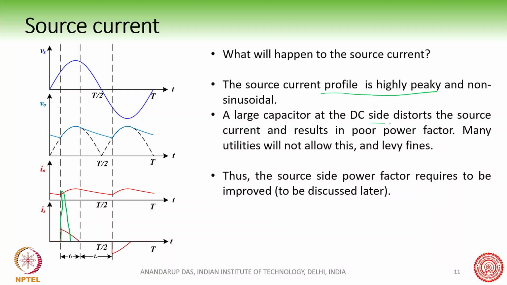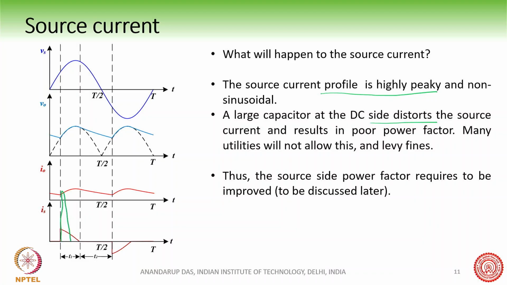A large capacitor at the DC side distorts the source current and results in poor power factor, and many utilities will not allow this. If you are taking a very small amount of power, say 5 watt or 10 watt, the grid does not care about it. But if you are drawing huge amounts of power, say kilowatts, with such non-sinusoidal, highly peaky current, it is very detrimental to the grid operation. The grid will face many problems when you draw such highly peaky current.